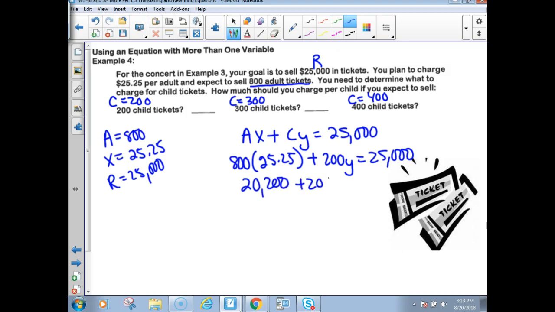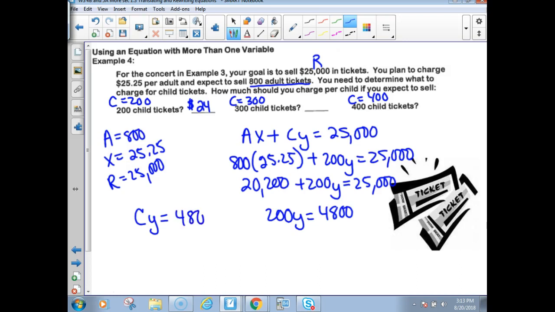Okay, so let's get our equation simplified so we can solve this 3 times. Take in 25,000 and subtract 20,200. So C times Y is going to equal 25,000 minus 20,200. I had 4,800. Is that what you got? All right. So if we're going to sell 200 child tickets, divide by 200. Is that 40? No. 24, right? Okay, so that'd be $24 if you're going to sell 200 children's tickets.